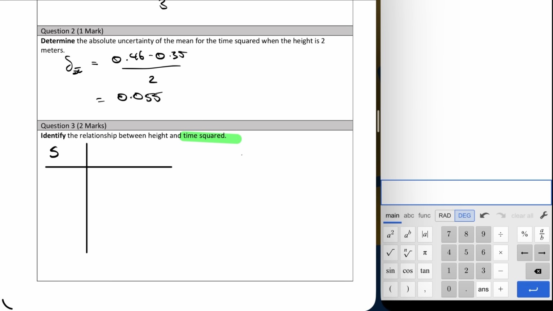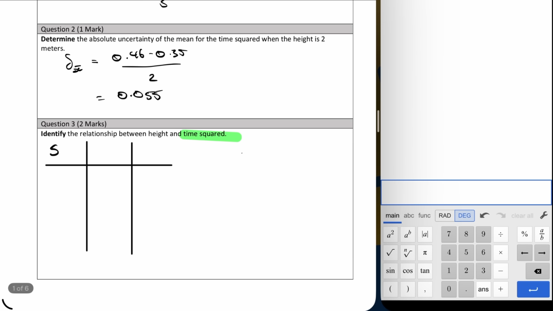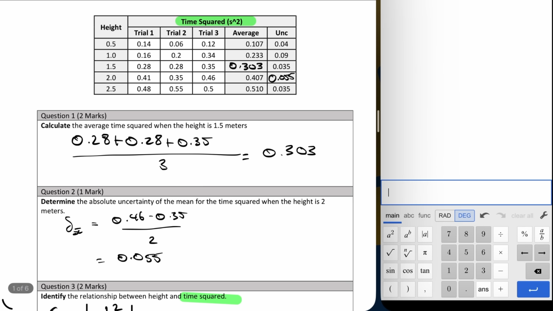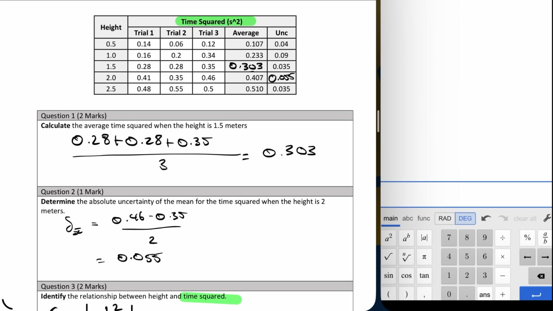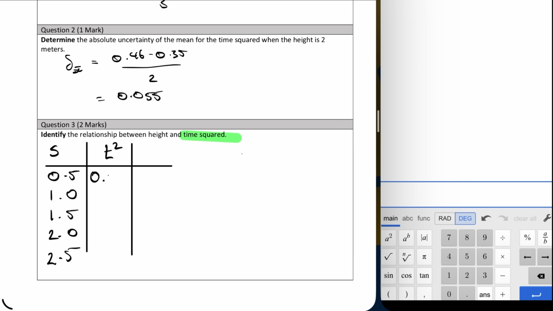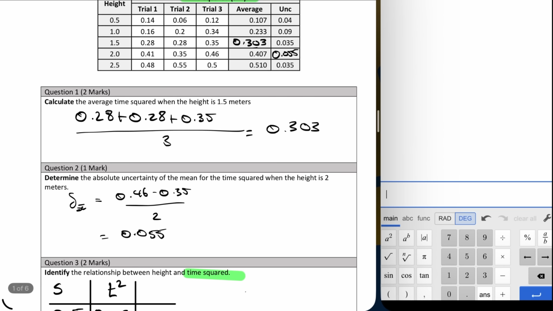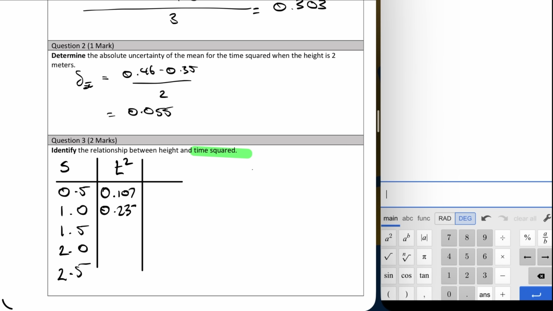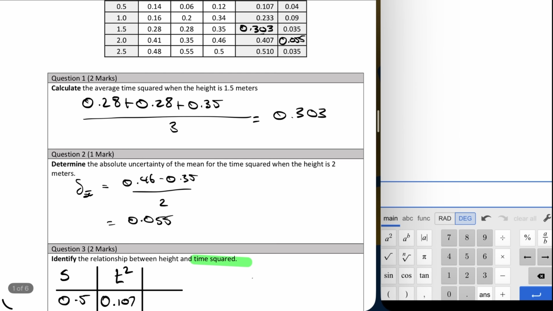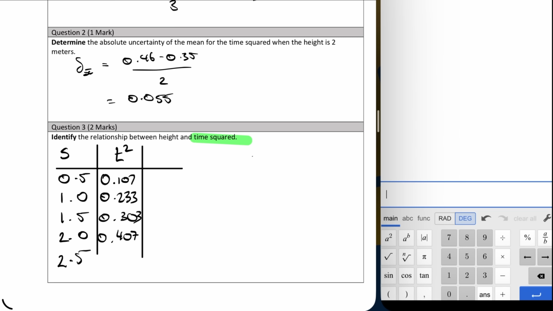So the first thing we're going to do is create a table of values with my heights, which start at 0.5 and increase by 0.5, and time squared, which is already processed here, and I've already answered question 1 for my 2 marks. So 0.107, 0.233, 0.303, 0.407, and 0.510.